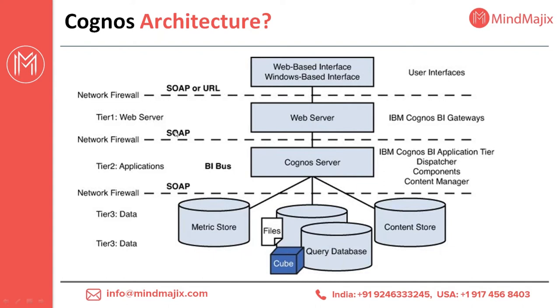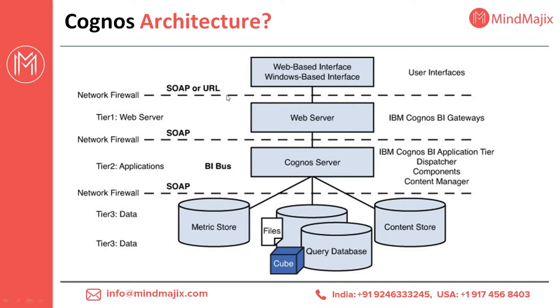All these layers are separated by a network firewall. Each layer is separated by a network firewall. This is the SOAP or URL protocol, Simple Object Access Protocol.